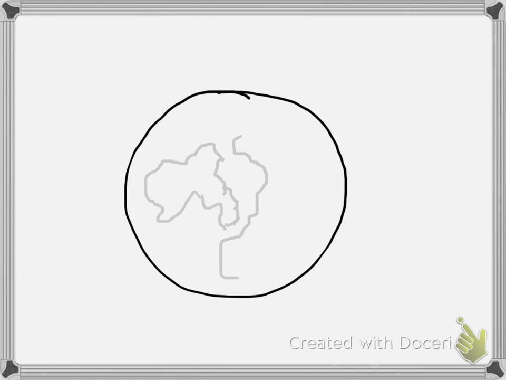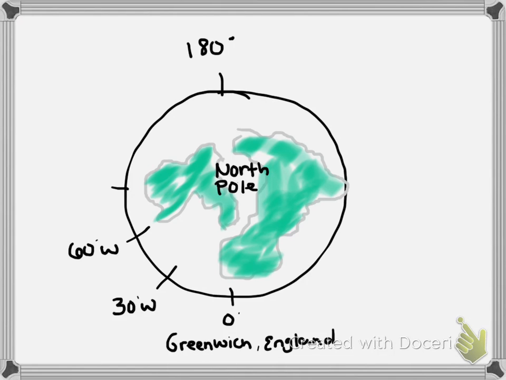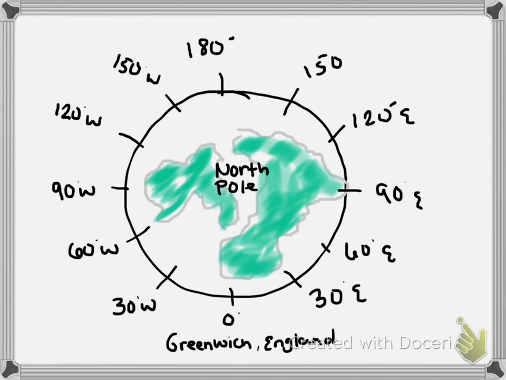If we were to look at the Earth from the top, or down at the North Pole, you would see that Greenwich, England is exactly opposite 180 degrees. And if you were to draw a line coming from the North Pole outwards at 30 degrees, 60 degrees, 90, 120, and 150, you'd have the meridian lines. And that's the west side of the world. And the same would be true on the east.